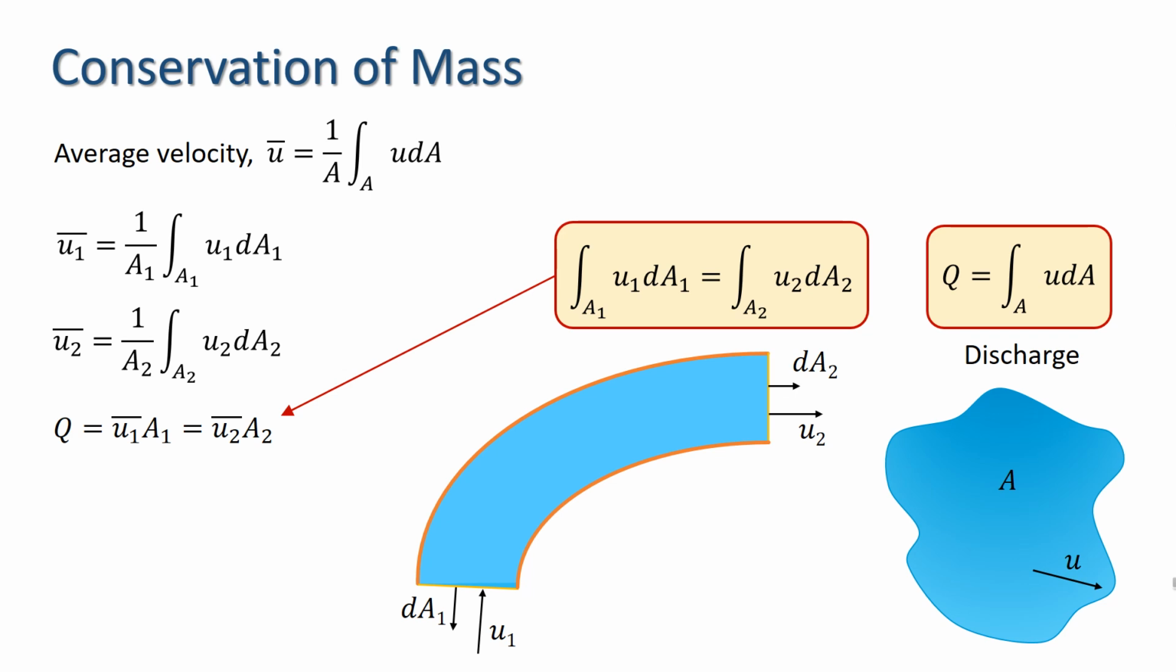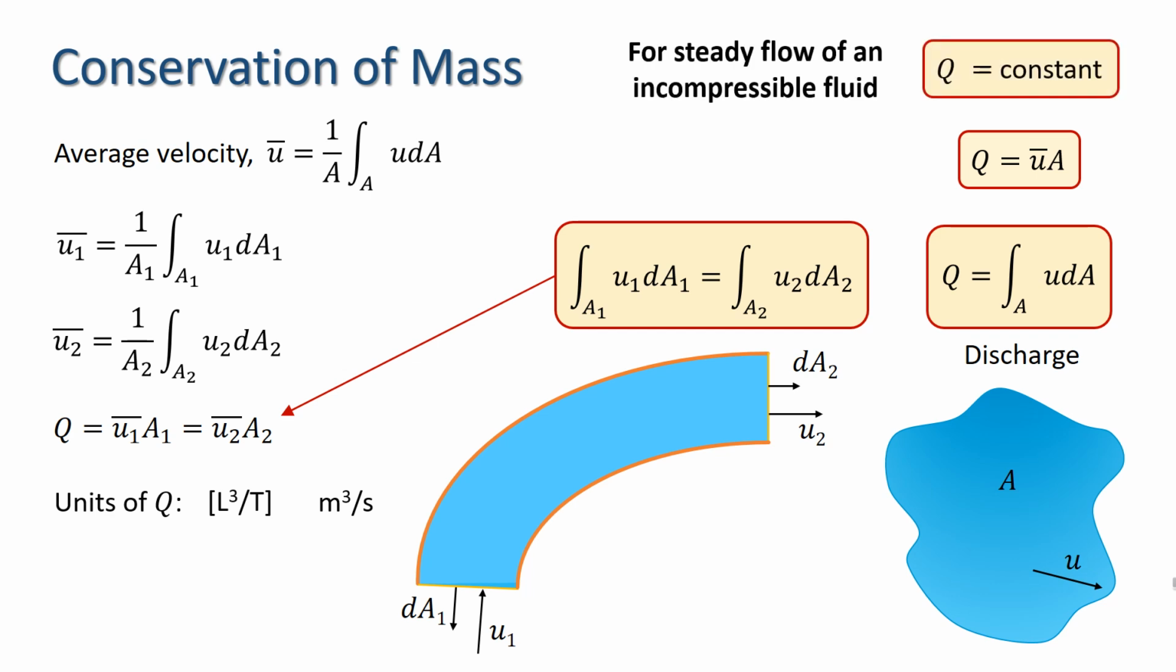Discharge is a very important concept in fluid mechanics, and it's often defined simply as average velocity times area. It has units of length cubed divided by time, which in SI units is meters cubed per second. What we have shown then is that for steady flow of an incompressible fluid, the continuity equation can be simply stated as discharge is constant.